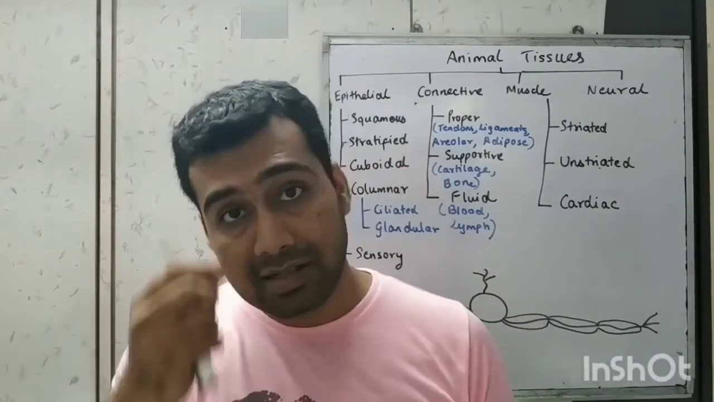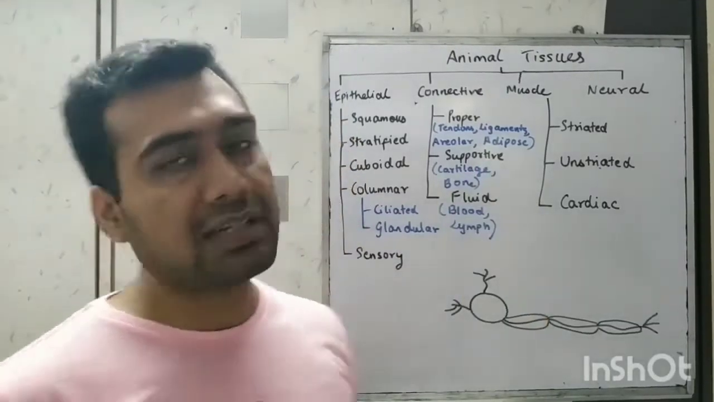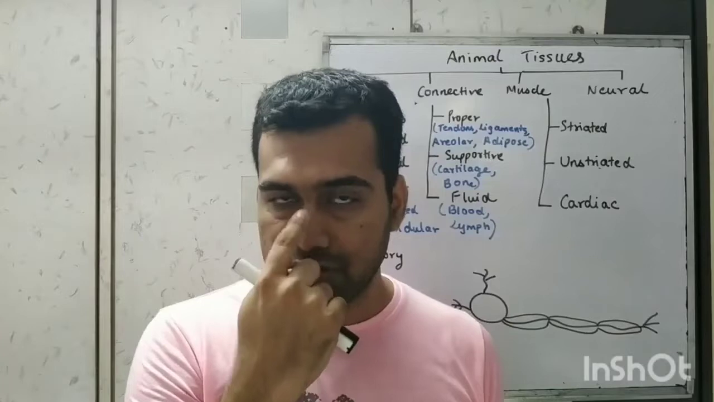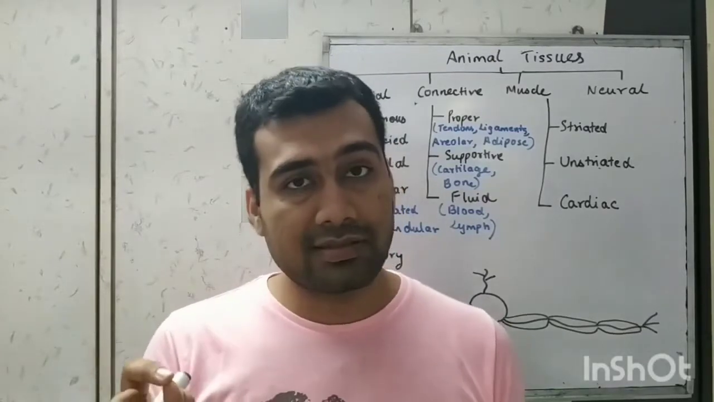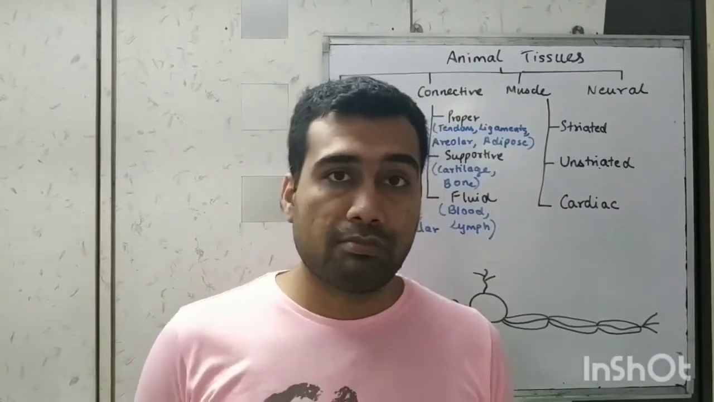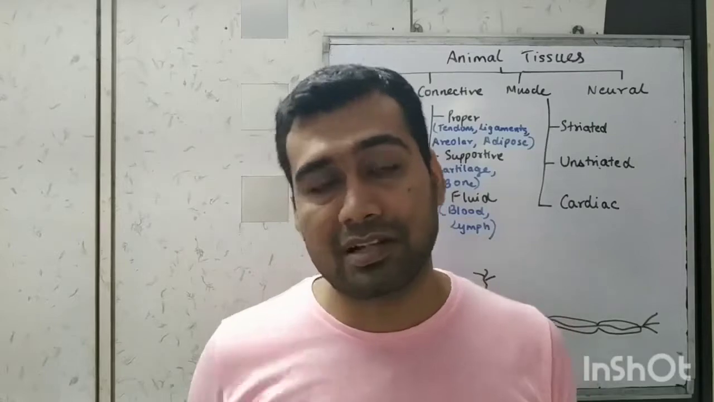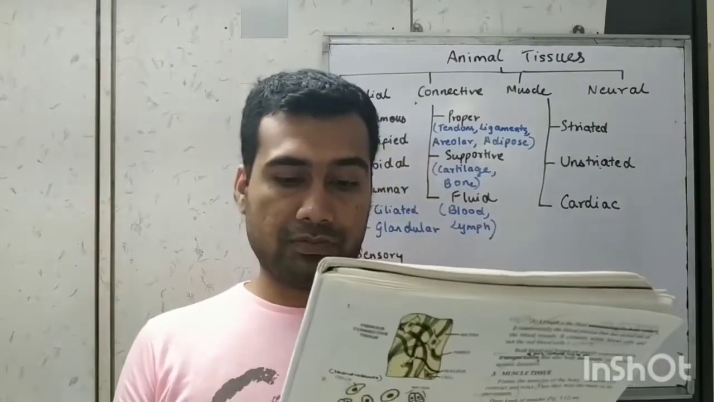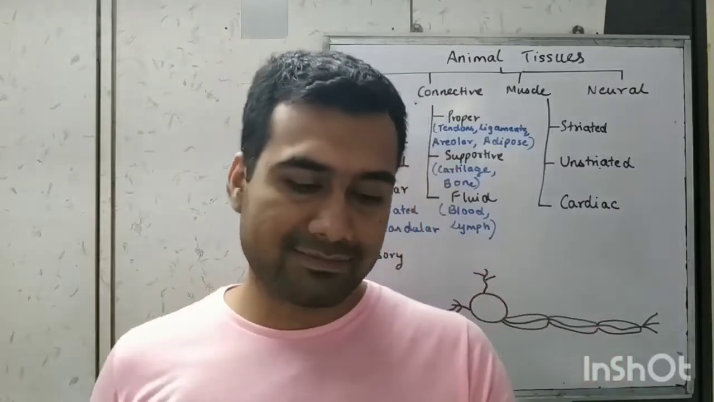The next type is cartilage and bones, which are together called supportive tissue. Cartilage, like in the nose, there is no bone here. The cartilage is softer than bone. Bone is harder. Bone is porous, whereas cartilage is not. Bones have blood vessels through them. Cartilage does not have any blood vessels. Cartilage is semi-transparent, whereas bones are opaque.